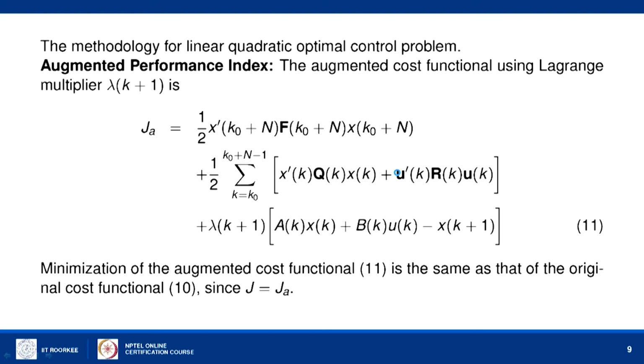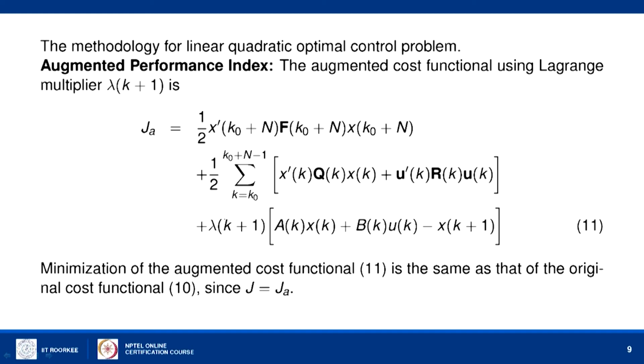Along with the J function, we add a Lagrange multiplier lambda at k plus 1 multiplied by the constraint, that is x of k plus 1 equal to A into x plus B into u. Because that is 0, we can write it in any order; we are writing it as A into x plus B into u minus x of k plus 1.